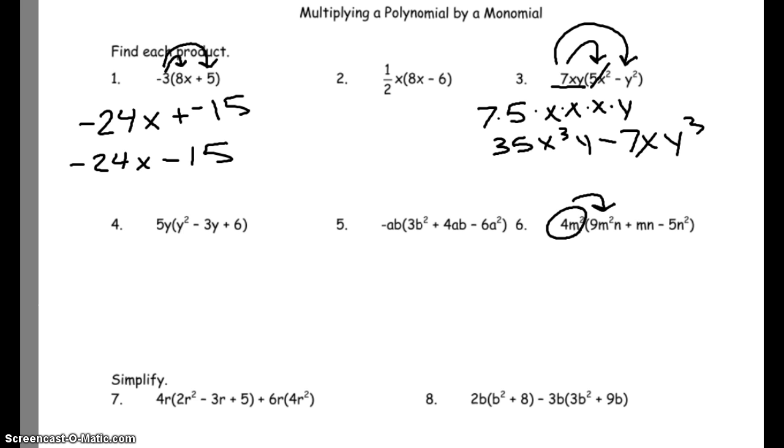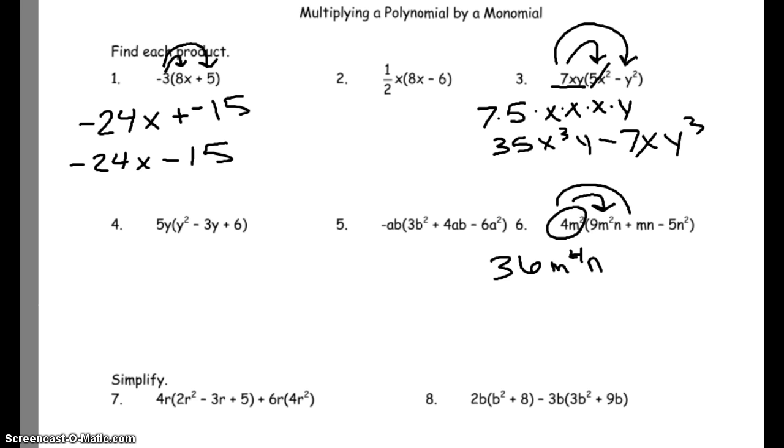So I'm going to multiply my whole numbers. 4 times 9 is 36. I have 2 m's with my 4, so I have m squared times m squared, which is going to result in an m to the 4th. And I only have 1 n, but I cannot just get rid of it, so it is still there. So the first part of that distribution is 36m to the 4th n.